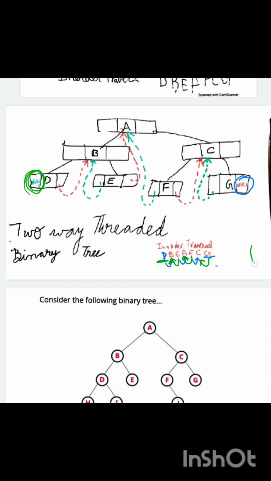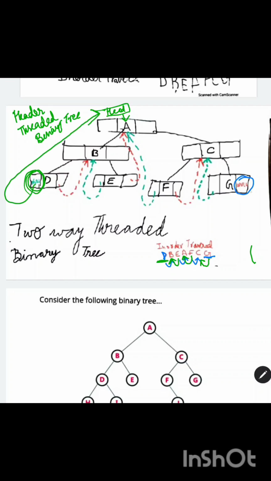If we want these also to be pointed to by a thread, we have another option which is called a headed or header threaded binary tree. In a header threaded binary tree, this same tree would be there, but it will have a head. This head would point to the root, and the left child of D would point to head, and the right child of G would point to the head.